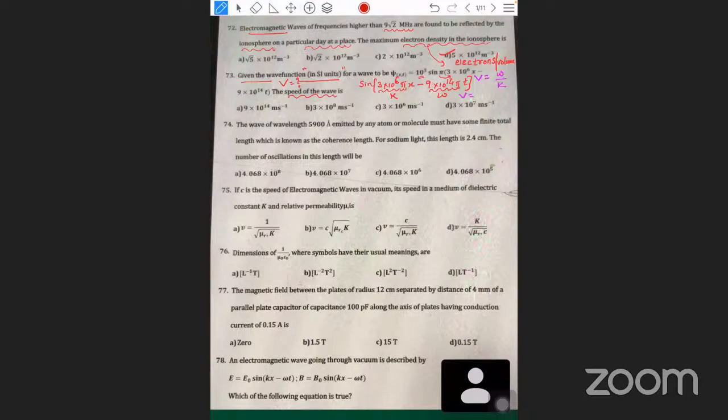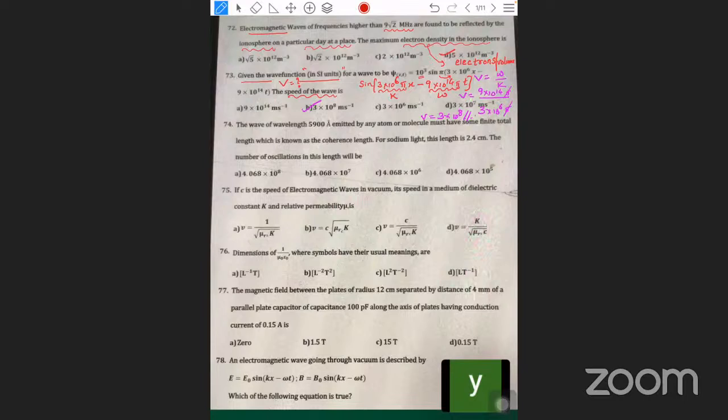V is equal to what is omega? 9 into 10 power 14 pi by K, 3 into 10 power 6 pi. You can cancel pi and pi. What is 9 by 3? 3 into, when 6 comes up, it will become 14 minus 6. 14 minus 6 is nothing but 8. So V is equal to 3 into 10 power 8 meter per second.